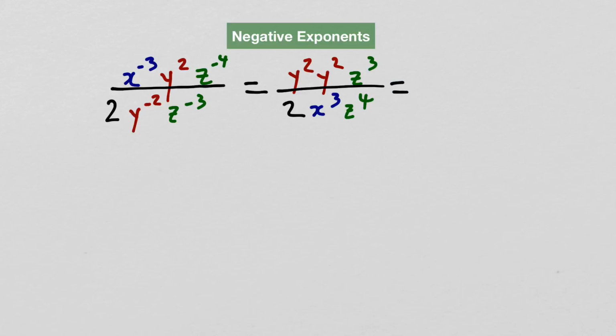So now that equals y to the 4th, because y squared times y squared is y to the 4th. Okay? And then down at the bottom, we have 2 x cubed, and the z's cancel out at the top. So now we're left with a z at the bottom. Okay? So hopefully that made sense to you.